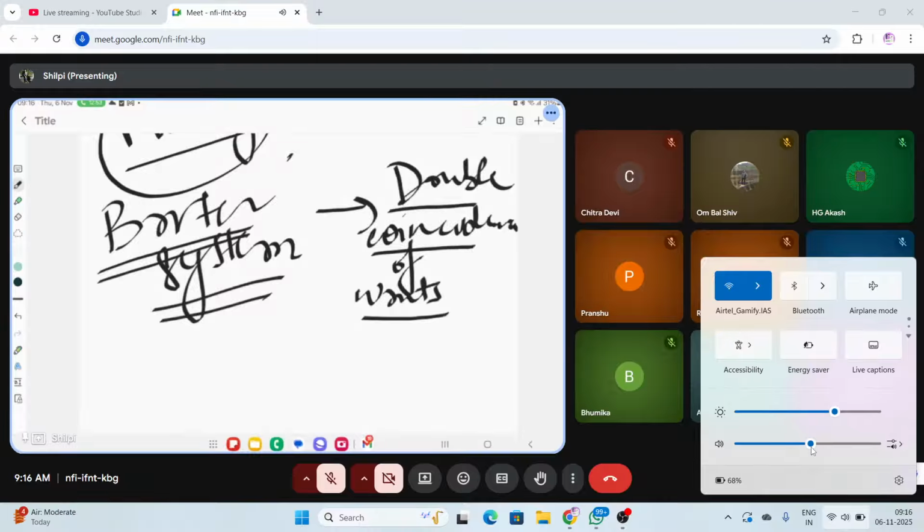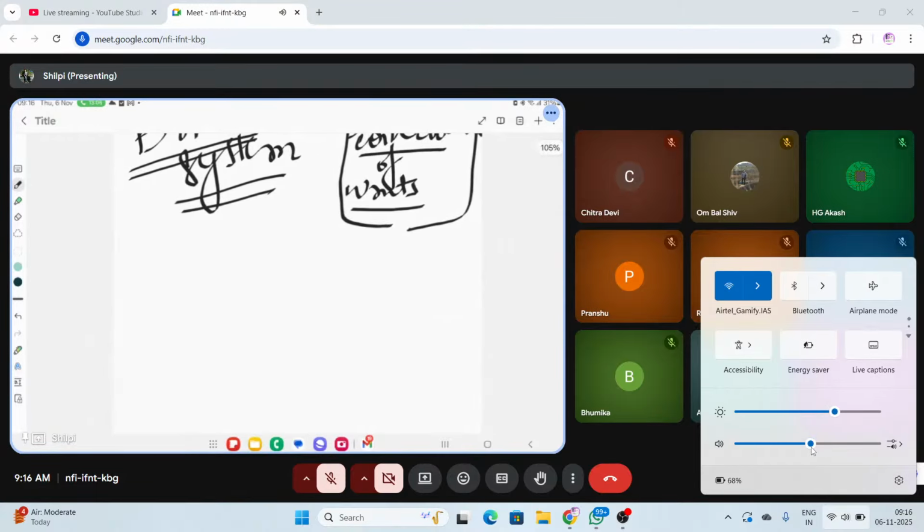So that is the idea of double coincidence of wants, which was a necessary condition in the barter system. Now, it was very difficult, it was very time consuming. So, ultimately, something called money was invented.